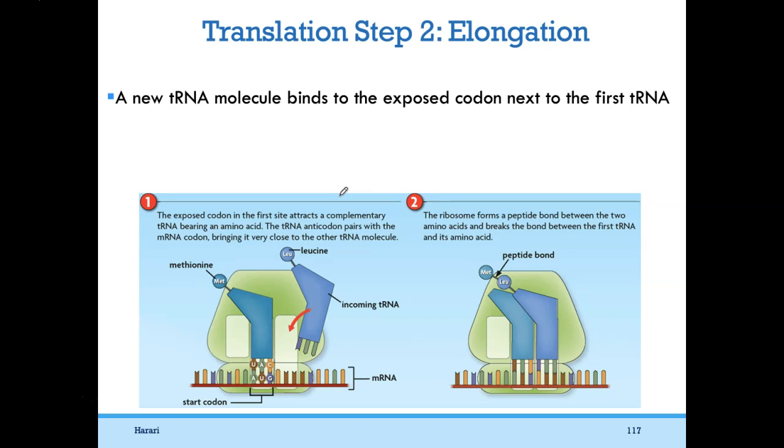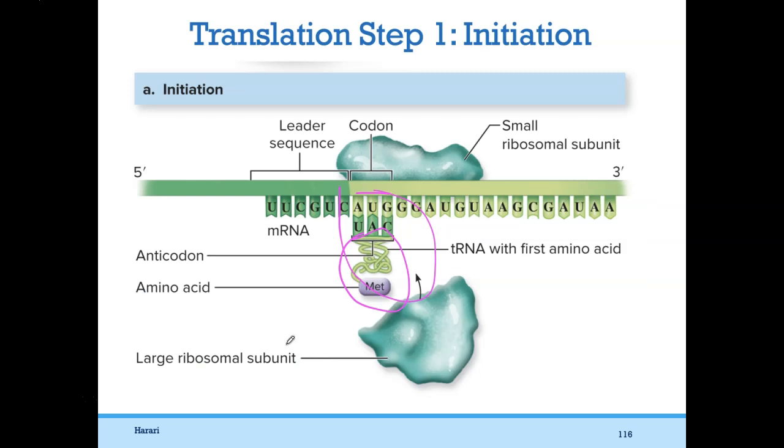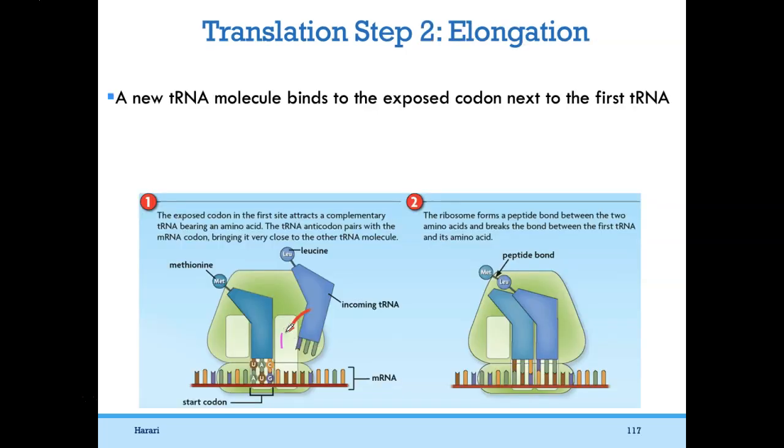And a new tRNA molecule, right? We have the first one over here. The methionine is in the P site. It recognized the first AUG. But now the next tRNA molecule is ready to come in and bind to the next site. So this is the A site. This is the P site. And that was the E site. So we had the first initiator tRNA here.